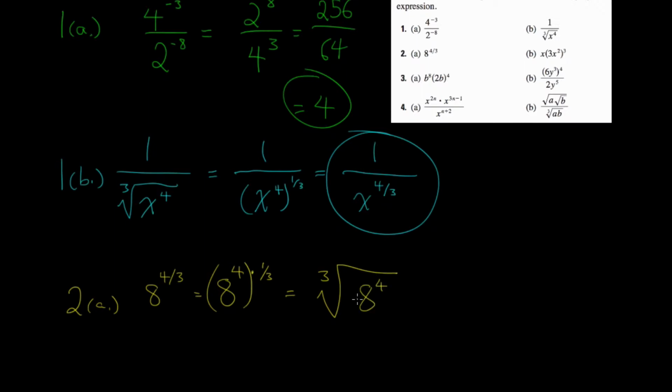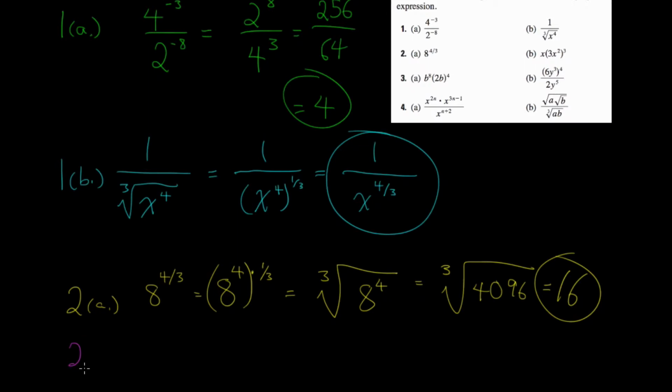So when we evaluate 8 to the 4, I put it in my calculator, and 8 to the 4th power is 4096. And then I plugged in 4096 and I took the cubed root of that just to see if it was a perfect cube, and it is. So the cube root of 4096 is 16, which is our answer.